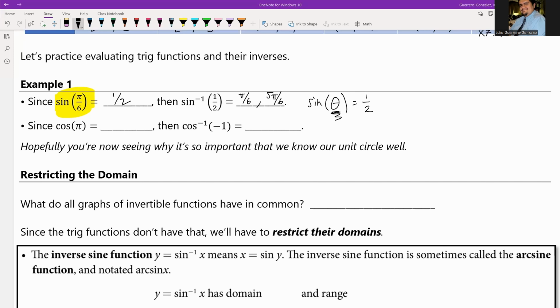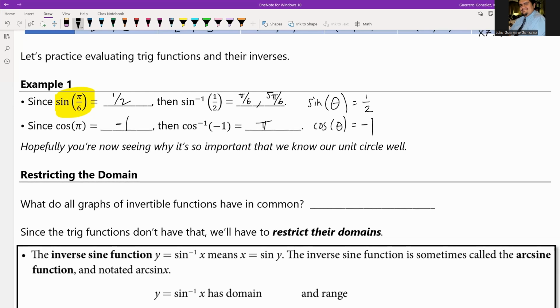Cosine of pi is equal to -1. We know that one. But same thing like we did above, this is saying I want the cosine of some angle theta to be equal to -1. Where should that angle be? That should be pi. In this case, there's only one. There's only one answer.